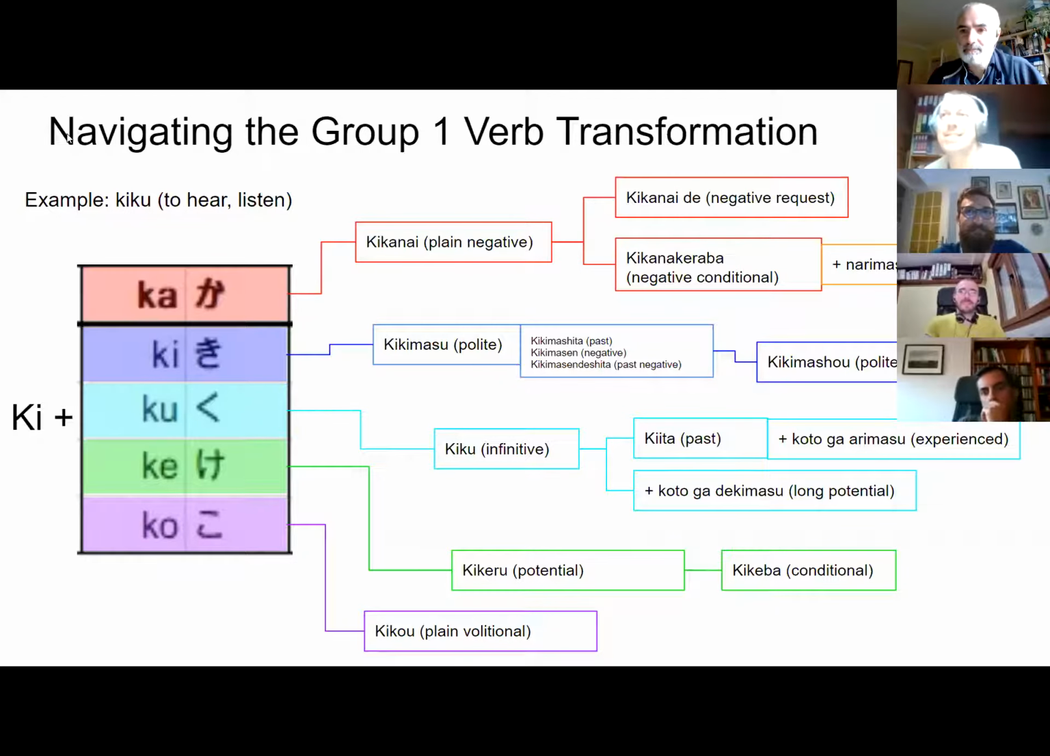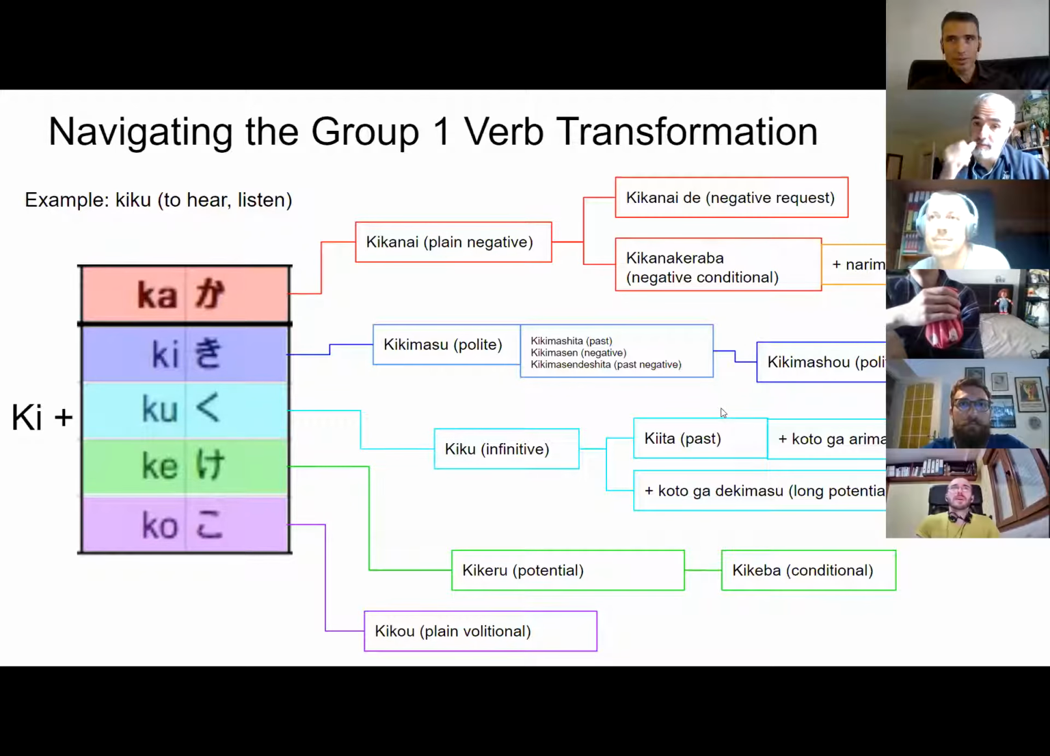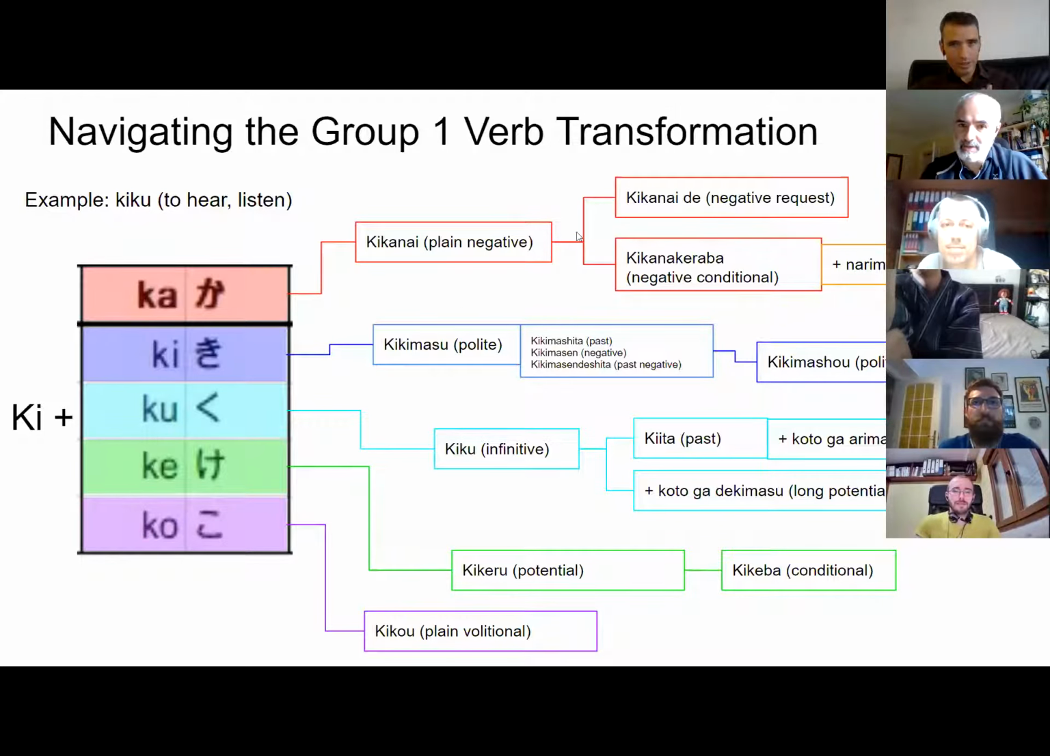So, minakereba narimasen. Miru is a group 2 verb, so this is just to make it into the plain negative. We chop off the ru and just put nai: minai. Okay, minai. And then you go down this path here, and the i you chop off. Good. Minakereba narimasen. Excellent. Okay, and now the whole sentence.